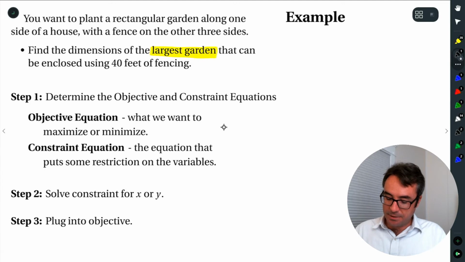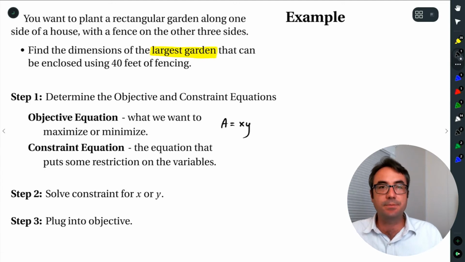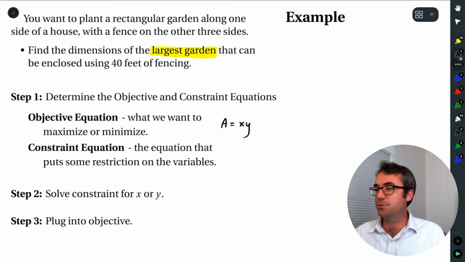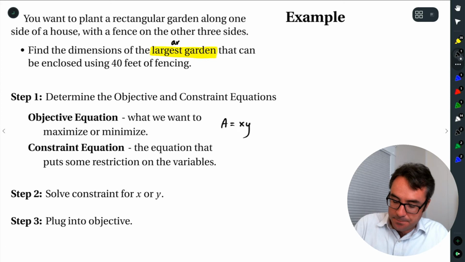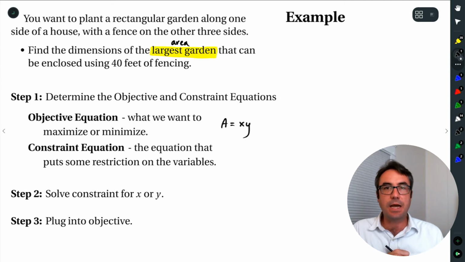So that's our objective. We want to maximize the area. We'll shorten that up to A. A is equal to X times Y. And that's what we're seeing here. How we measure the size of a garden generally would be the area of the rectangle.